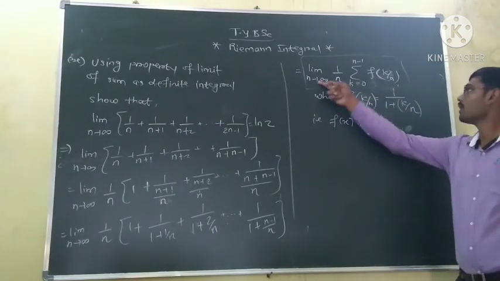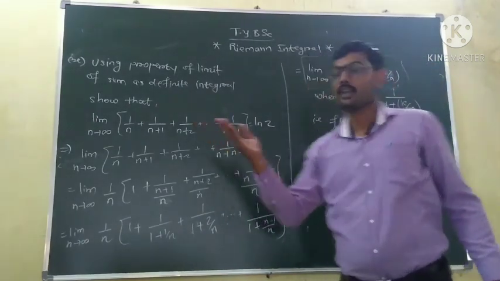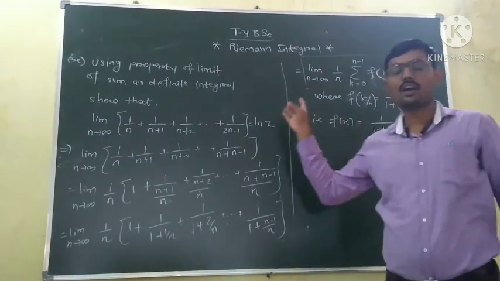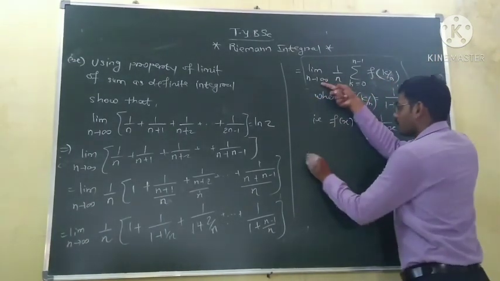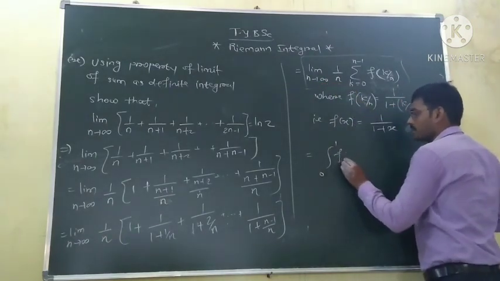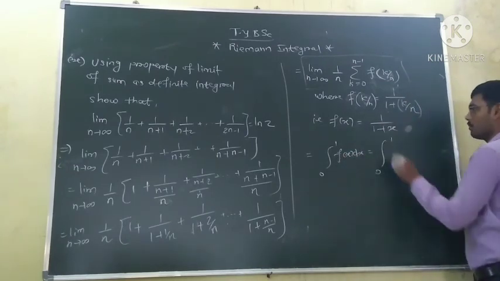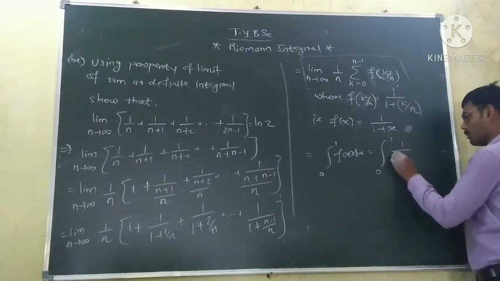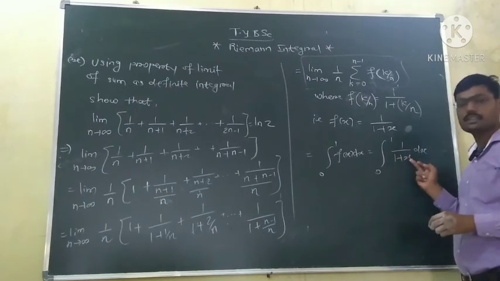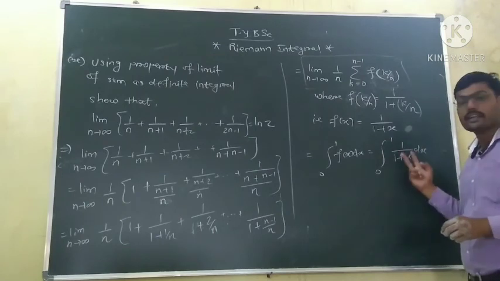So this is the limit of a sum, and we know the formula for integration as limit of sum. And this sum varies from 0 to n minus 1. This means integration is from 0 to 1. We have already seen the formula. This implies this is equal to the integration from 0 to 1 of f of x, and f of x is 1 upon 1 plus x, so the integral from 0 to 1 of 1 upon 1 plus x dx, and 1 upon 1 plus x is continuous on the interval 0 to 1, so it is integrable.